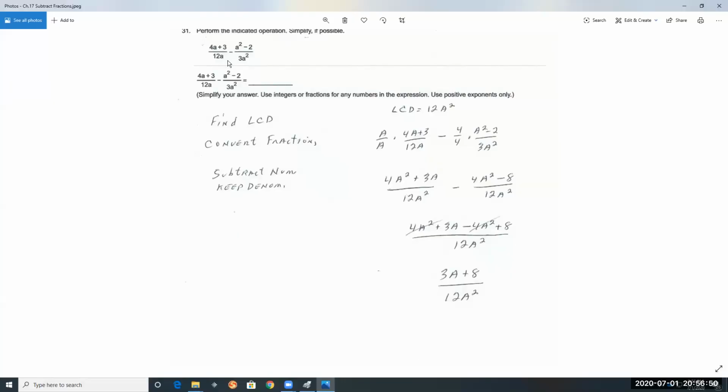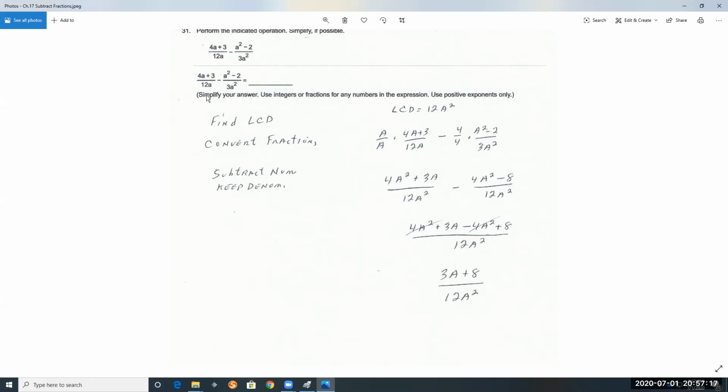In this problem, we're asked to subtract two fractions. As we recall from chapter 2, to subtract fractions, we have to have like denominators. And we want to find the LCD. I think for this problem, if we look at 12a and 3a squared, the LCD is 12a squared. We then want to convert these fractions into new fractions whose denominator is 12a squared.